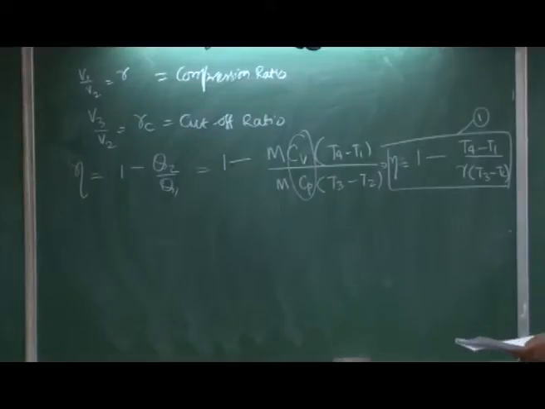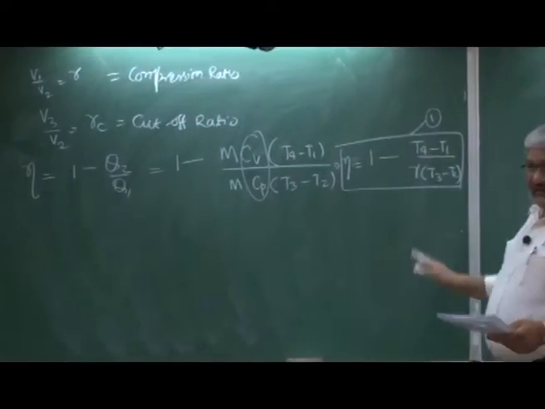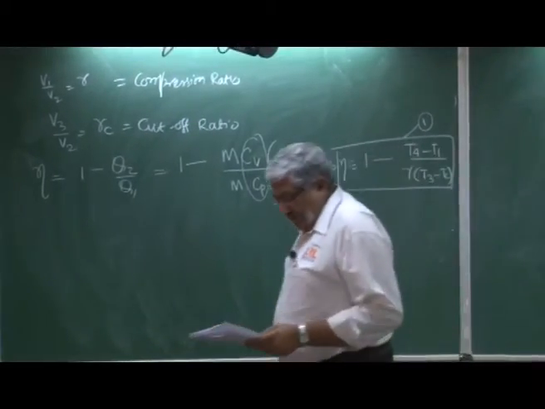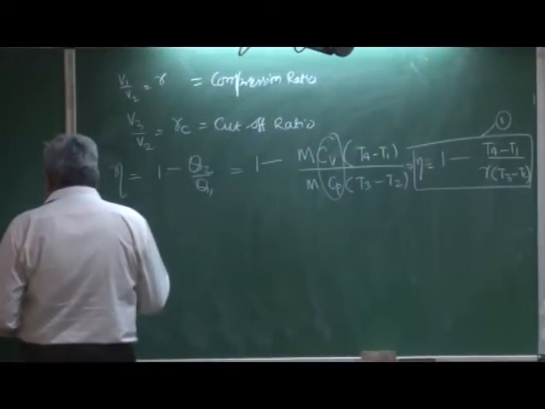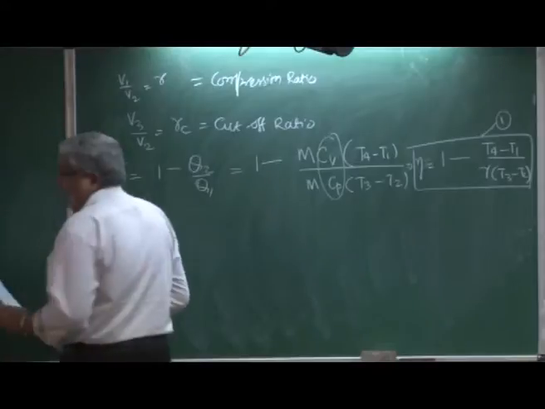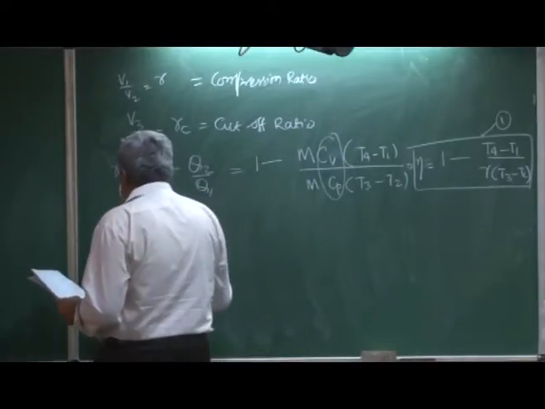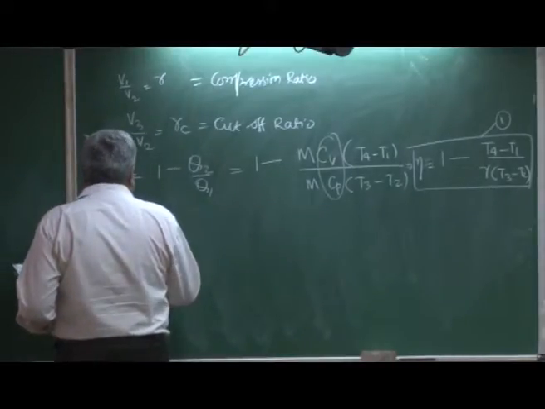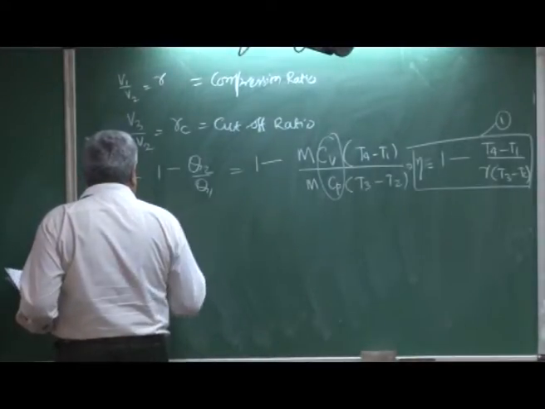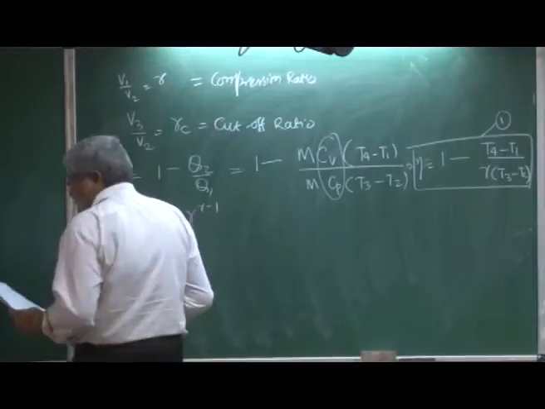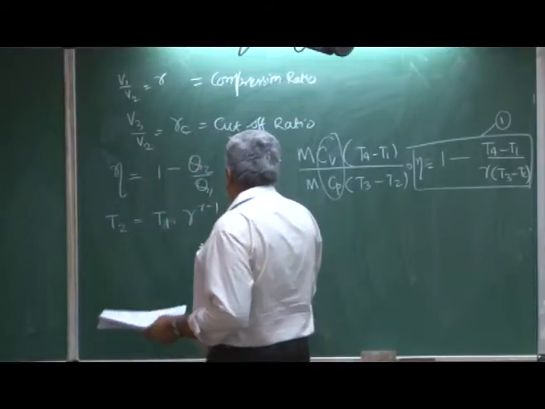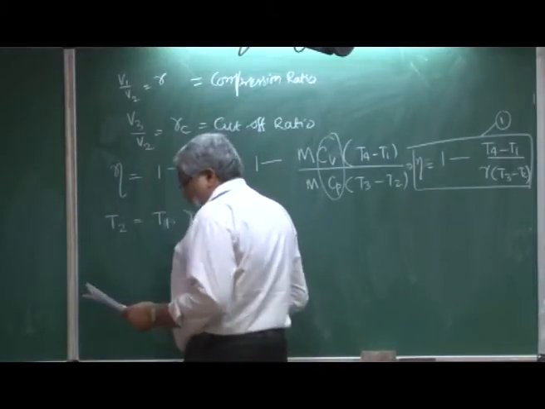In the Otto cycle this gamma was not there, but in the diesel cycle efficiency this gamma has come into the picture. If you look at process 1-2, this is isentropic compression, and I can write the temperature as T2 equal to T1 into r to the power gamma minus 1. So this is equation number 2.